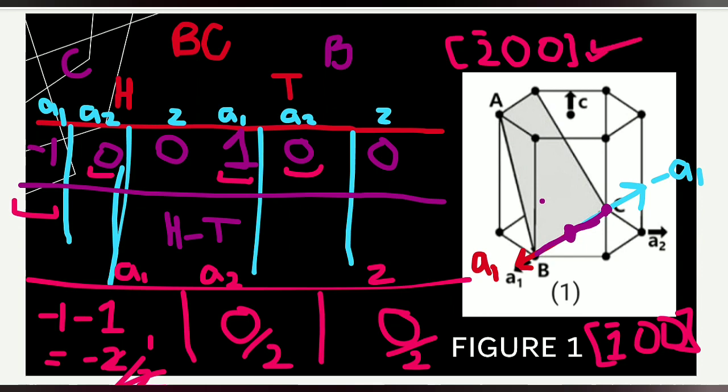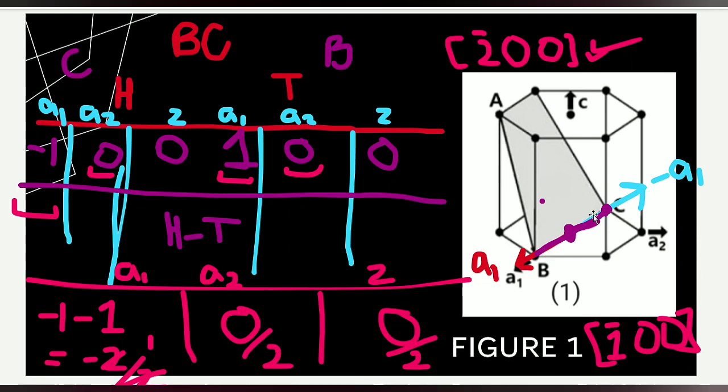So as we know about the concept of family of directions, these are equivalent directions, and 3 bar 0 0, 4 bar 0 0, all of these Miller indices correspond to a similar direction. And in that way, we have calculated the Miller indices for this direction. And after putting the values into the formulas that I mentioned before, we can get the Miller-Bravais indices for the BC direction. Let us do it now.